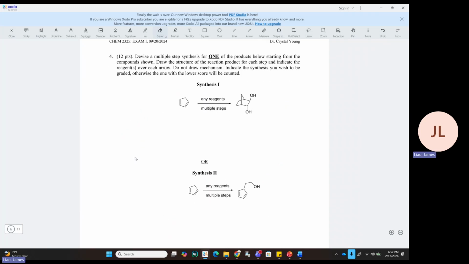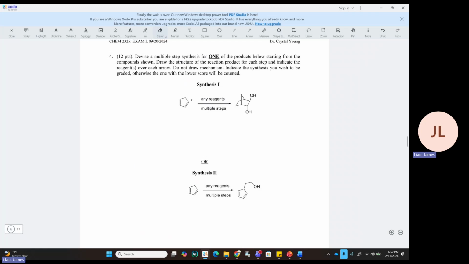We need to devise a synthesis question. Everyone should love synthesis, right? No? Just me? Okay. So we have a choice between either the top one or the bottom one. I'm actually going to go ahead and do both, because I think everyone should have a lot more practice with synthesis. So we're going to do both.